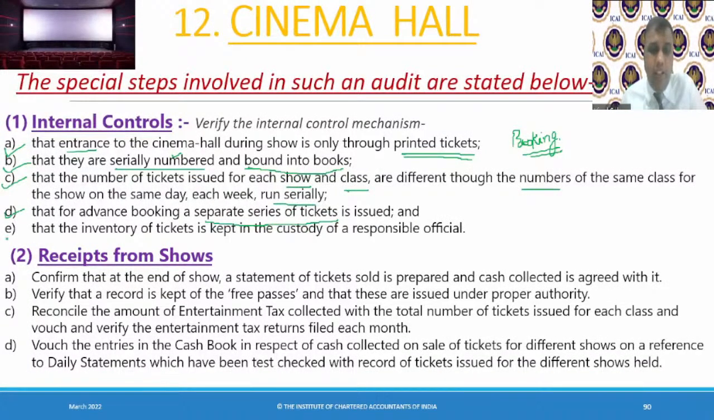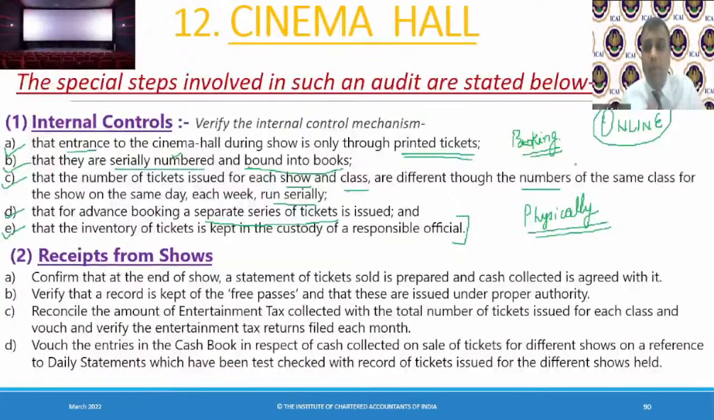The inventory of tickets is kept in the custody of a responsible official. This is where, in the case of theaters and all, tickets were kept in physical mode. So this was relevant at that point of time and is relevant today as well, where physically numbered tickets are kept. Otherwise, usually today the tickets are being booked online through websites or through apps. So this problem doesn't arise. The auditor has to check on sampling basis some of the sample online tickets. Now these are the internal controls.